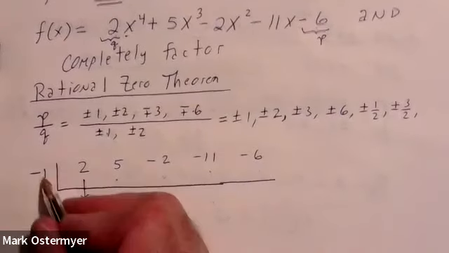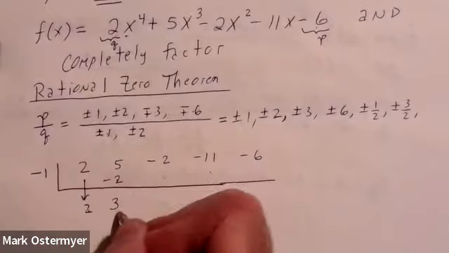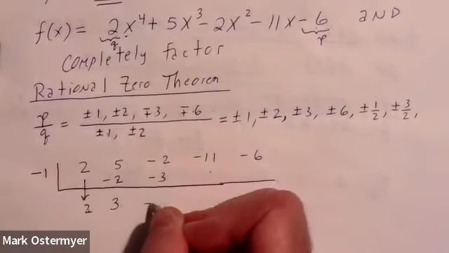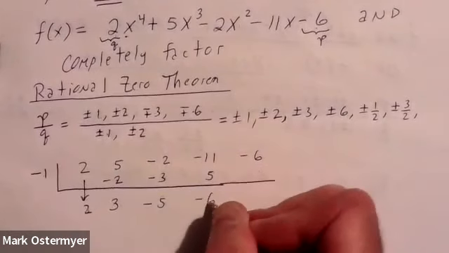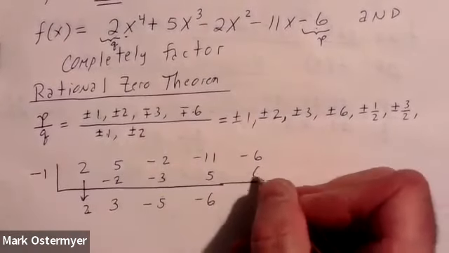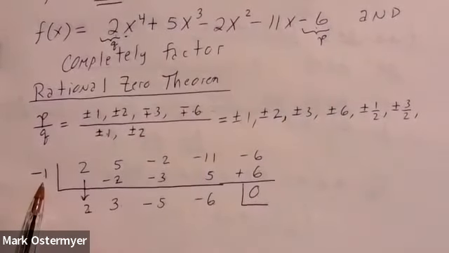Let's pencil in the details. Negative 1 times 2 is negative 2. Add. Negative 1 times 3 is negative 3. Add. Negative 1 times negative 5 is 5. Add. Negative 1 times negative 6 is 6. Add. 0 remainder. We have found a 0 of f of x. It's negative 1. We cracked the ice. Okay. Now that we found a 0 for f of x, we know that x minus a negative 1, or x plus 1, is a factor of f of x.